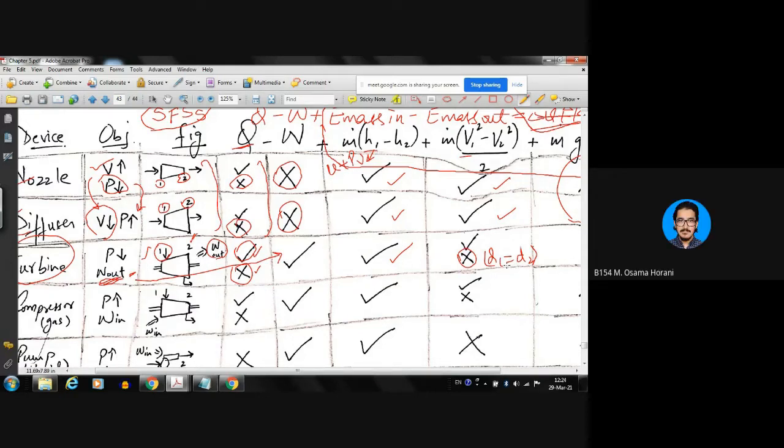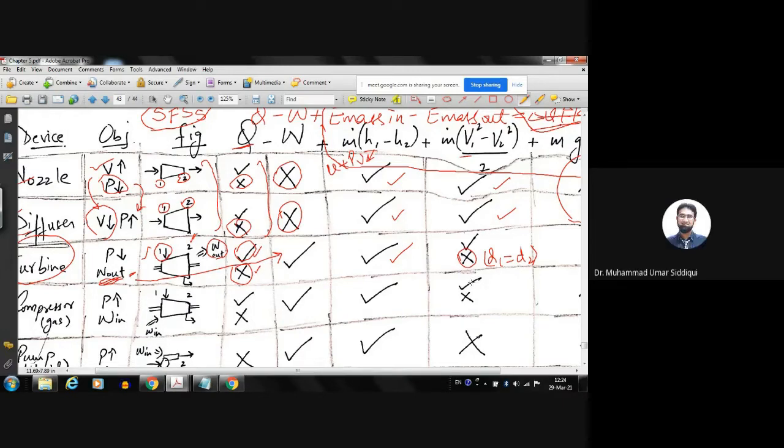But you said that the pressure decreases. So if the pressure decreases, doesn't that mean that the velocity would increase? No, that would be so if it was a pipe. What we are doing is decreasing the pressure, but we are not converting the pressure energy into kinetic energy. We are converting the pressure energy into work output.